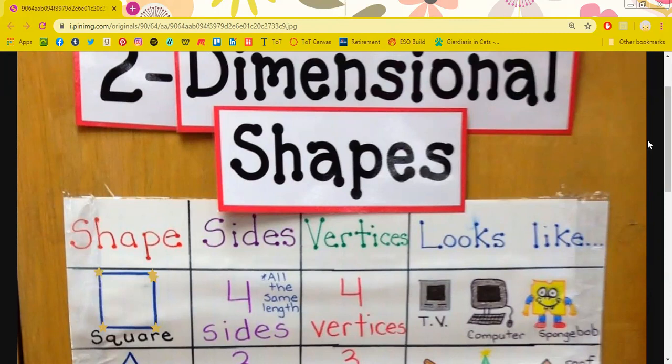And when you're thinking of squares, you might think of TVs sometimes, you might think of certain computers, maybe you think of SpongeBob, or certain candy bars that look like squares. But squares have 4 sides and 4 vertices or corners. So I'm going to erase my stamps for that shape.